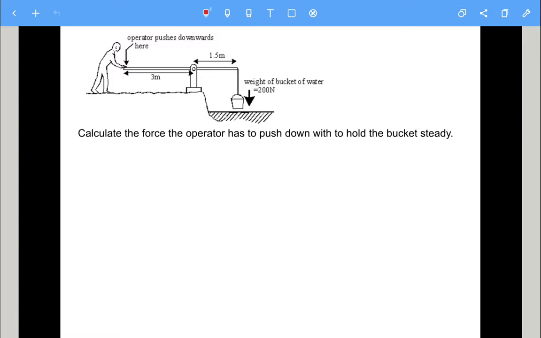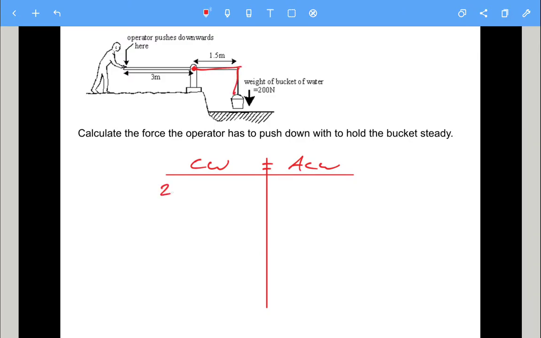Right, so hopefully this one will be okay now. This is an exam style question. So you have to pause and have a go, and then I'll take you through the answer. So I'm going to do a little table. And then we're going to do the same as before. The clockwise moments must equal the anti-clockwise moments for it to be in equilibrium or balanced. So there's our pivot. Our clockwise is going to be the 1.5 times 200.